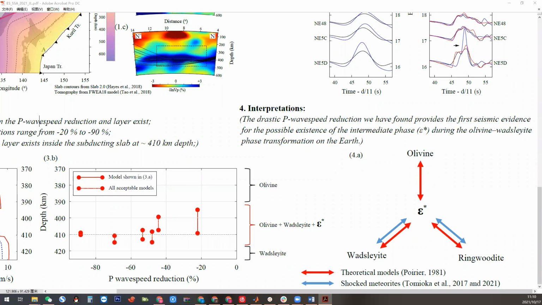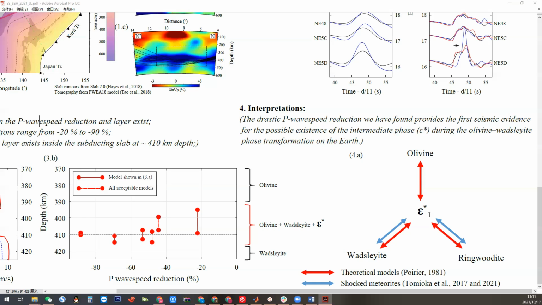Interpretations. During the Olivine-Wadsleyite transformation in the cold slab, the nucleation and growth mechanism is inhibited. Instead, another diffusionless transformation with a shear mechanism might occur, and an intermediate phase, the epsilon phase, should transiently exist in conditions of limited diffusion. The theoretical model was proposed almost 2 decades ago, and theoretical calculations show that the shear modulus of this epsilon phase is even smaller than Olivine, which yields a smaller P-wave speed than the ambient mantle. However, this theoretical model remained only a hypothesis until very recently.